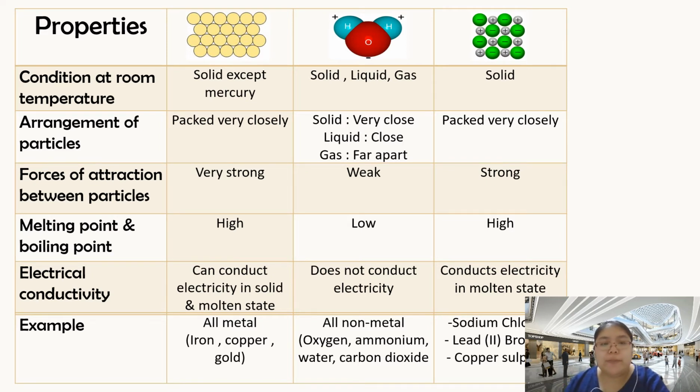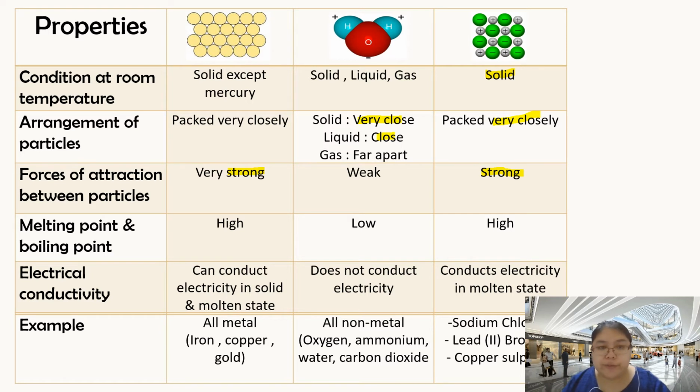Okay, arrangement of the particles. For the atom, the solid is closely packed. For the ions, it is also a solid and very close. For the molecule, we need to separate by 3 types: solid is very close, liquid is just close, and gas is far apart. Third, we look at the forces of attraction between the particles. For the atom and ions, the forces of attraction between the particles are very strong. For the molecule, they are weak.